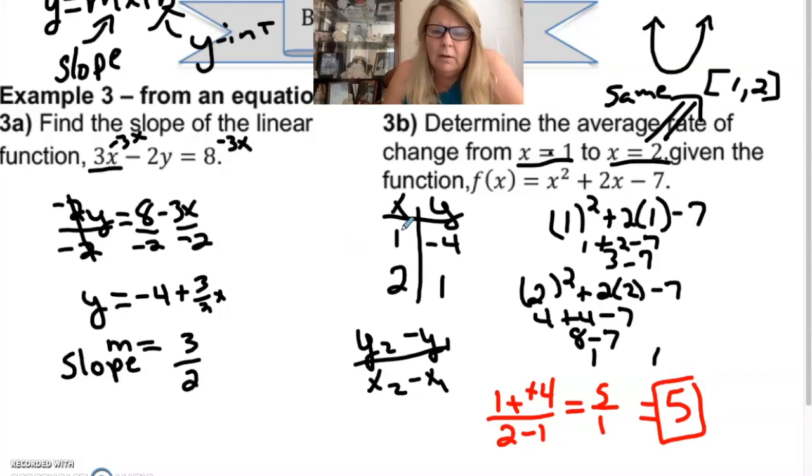So you can look up here. How much did your y's change? 5 units. It went up 5 units. How much did your x's change? It went up 1 unit. So up 5 over 1.